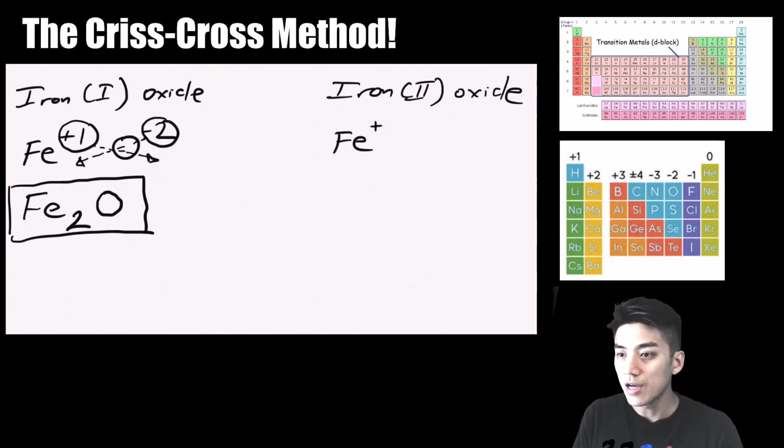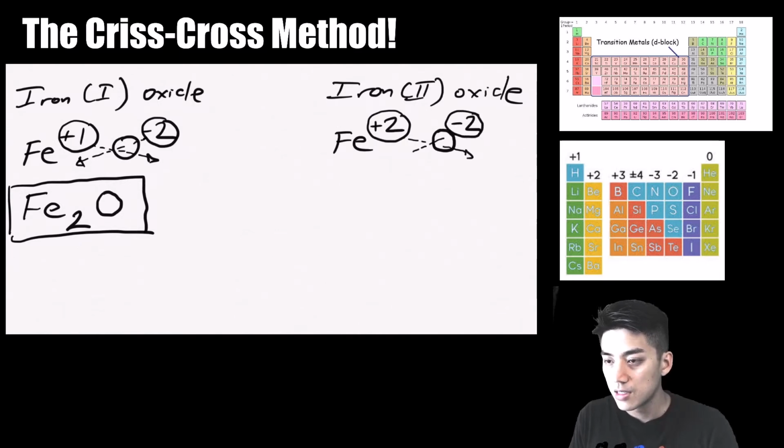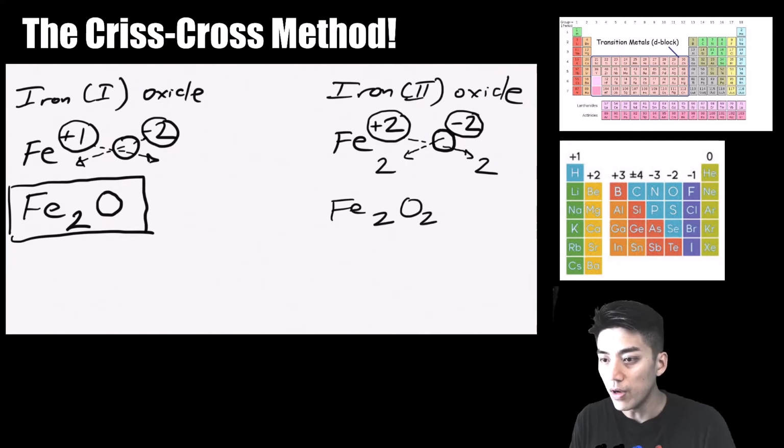On the other hand, iron(II) oxide is written like this. So the iron has a +2, oxygen has a -2. Let's circle them both. Let's crisscross. And guess what? Your 2-to-2 will eventually simplify to 1-to-1. So iron(II) oxide is written as FeO.